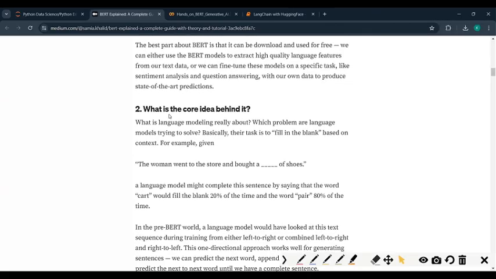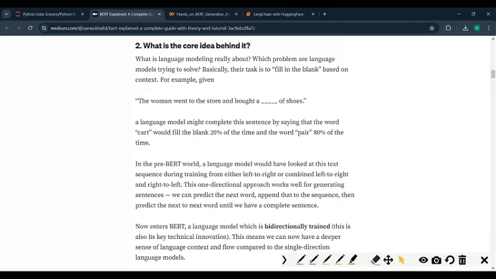Now let's see what the core idea behind that is. Whatever we talk about, transformers, BERT, GPTs, all of them are language models, and we have seen what a language model is. So what is language modeling really about? Which problems are language models trying to solve? Whenever we talk about a language model, that's a way to represent data, a way to represent information, so that we can use it in the real world for question answering, sentiment analysis, summarization. It creates a model. So which problems are language models trying to solve?